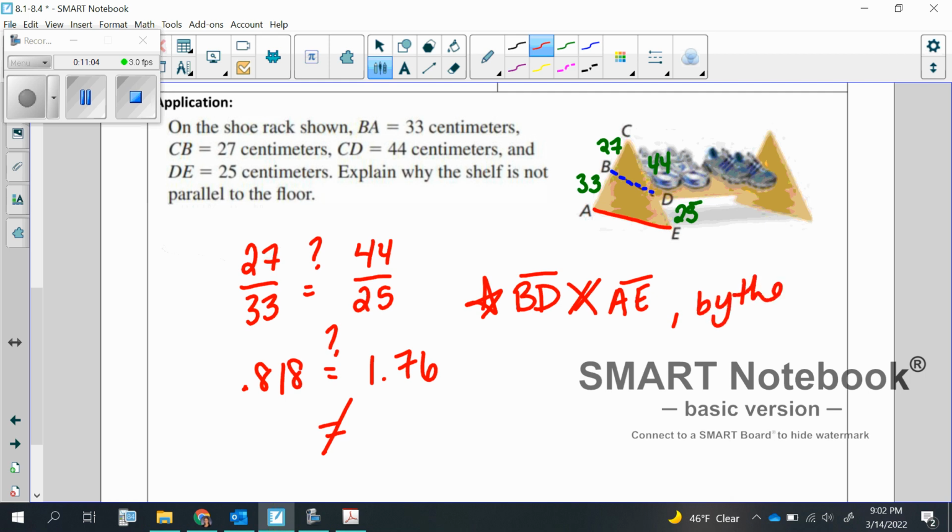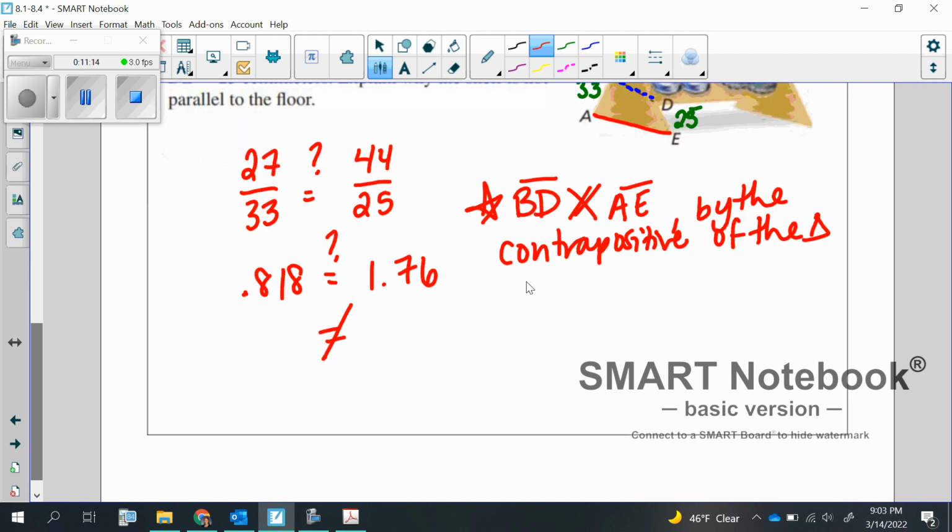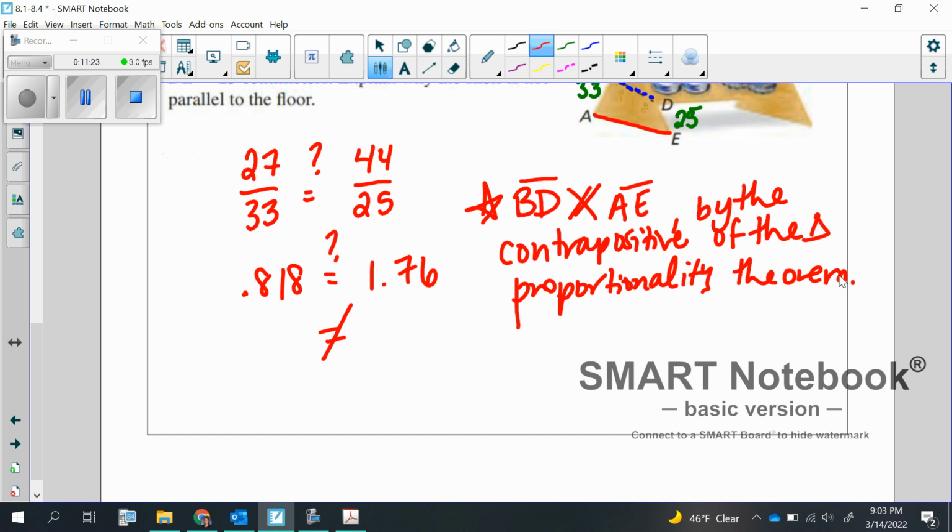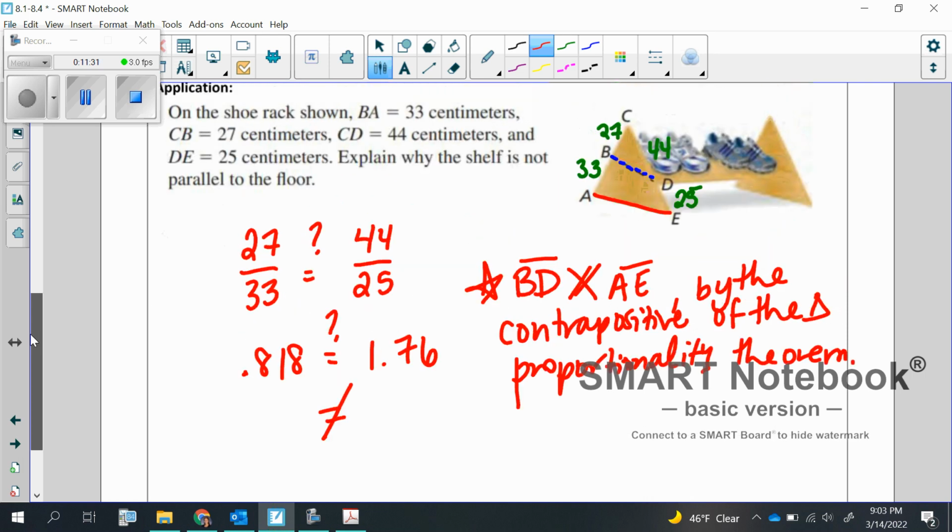And this is by the contrapositive of the triangle proportionality theorem. No, I'm not going to make you list the contrapositive out of your head on a test, but it is good to know. Okay, so what is the most important thing to take out of this lesson?